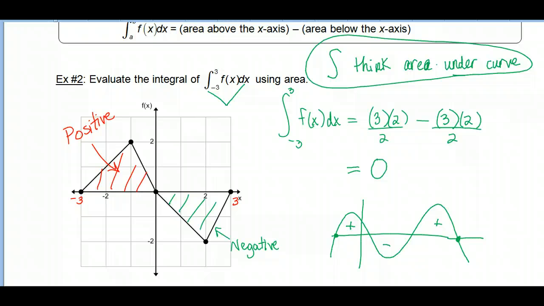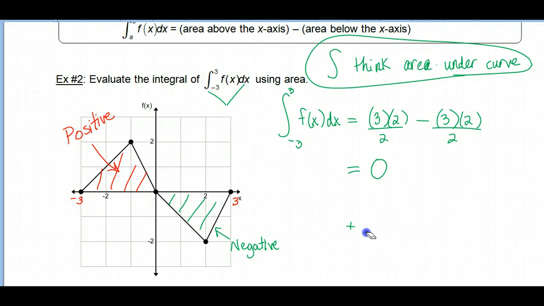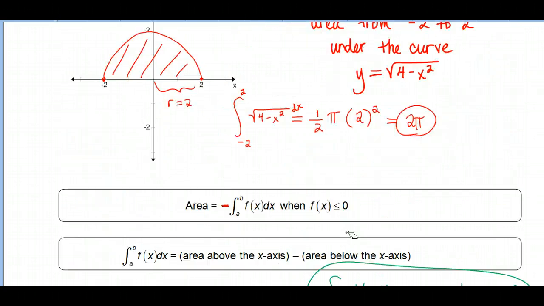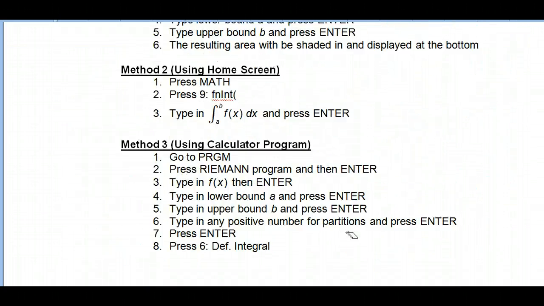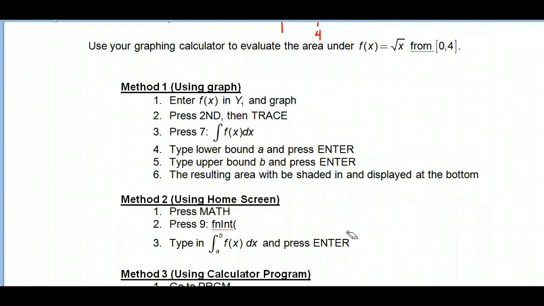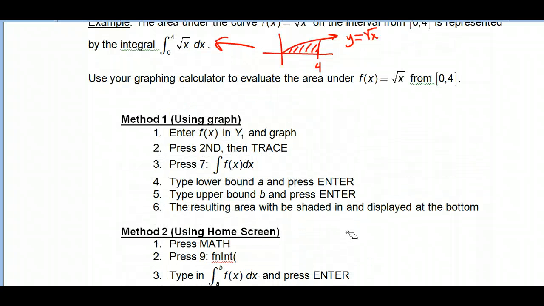Okay, now I want to go back to the calculator part, since we kind of skipped over that. There are 3 ways to do this on your calculator, and I actually just typed this up, so I know it looks confusing. I hope it makes sense. So I want to look at this specific example.